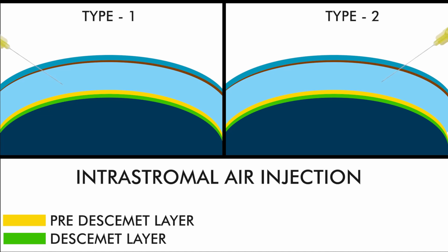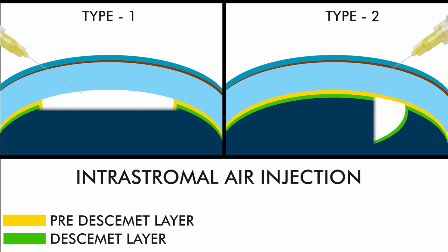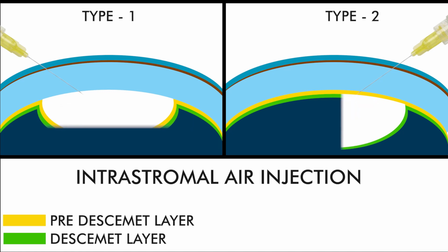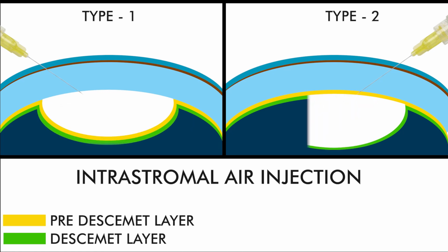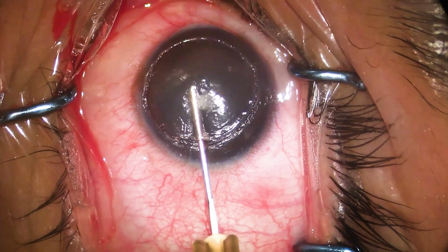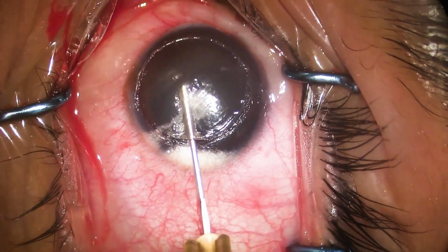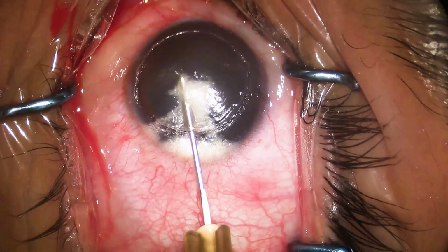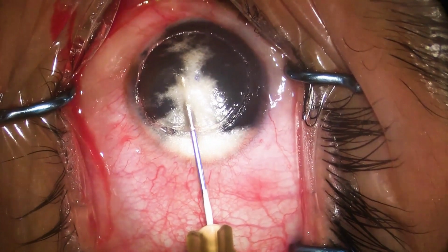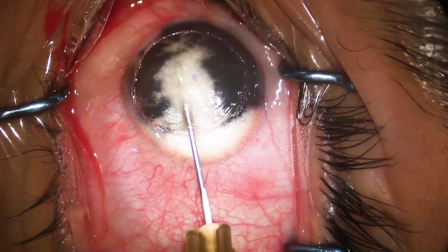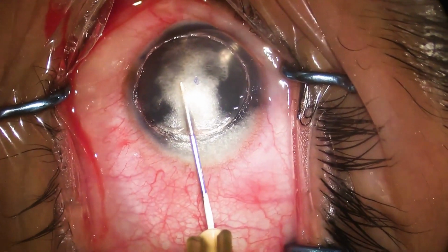But sometimes the air may enter a plane where it separates the predescemet layer from the Descemet layer, leading to formation of a type 2 bubble. This bubble usually starts from the periphery and moves towards the center. As in this case of macular corneal dystrophy, air injection led to formation of a type 2 bubble, which we can see proceeding from periphery to center.